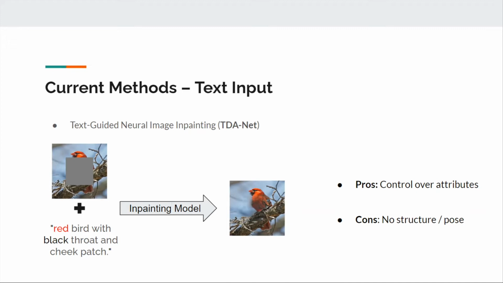For this model, the advantages are the opposite and the cons are also the opposite. So we have more control over the attributes and less control over the structure and the pose. So from observing the pros and cons, we hypothesized that combining the inputs would be complementary. So now I will pass it off to my partner, Nicholas, who will go over in more detail about our proposed solution.